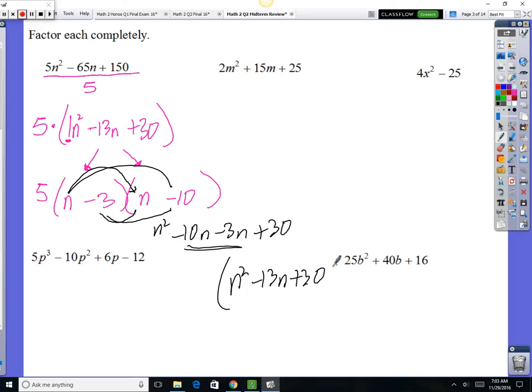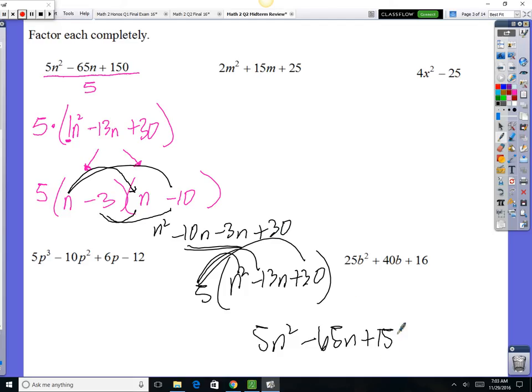And then the last thing we had to do was times it all by 5. So that will create a 5n squared. That will create a minus 65n, and that will create a 150. So if you times it through and get your answer, you did it right.